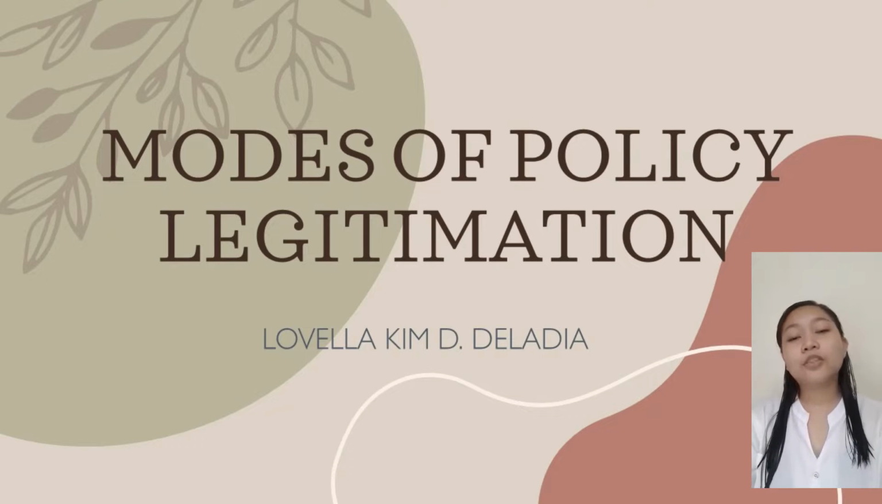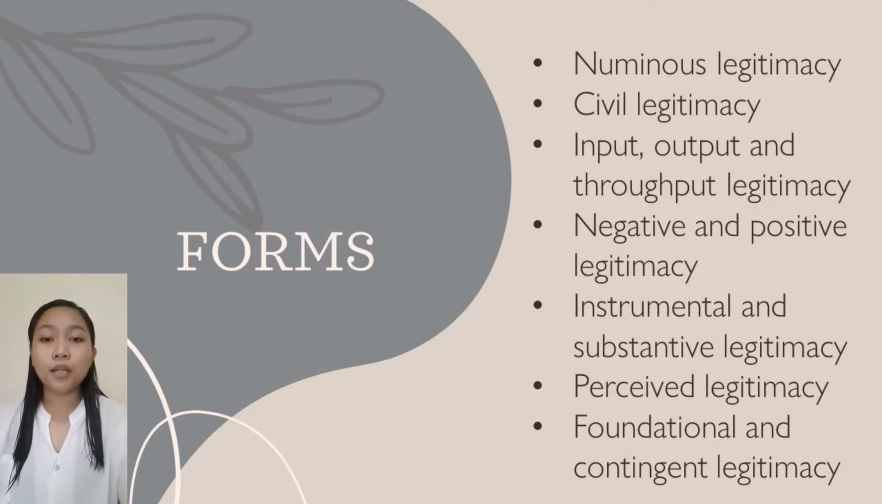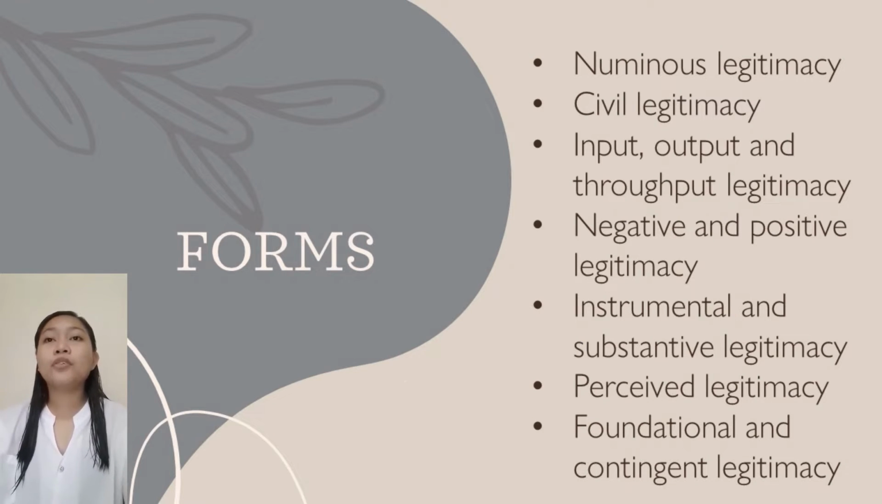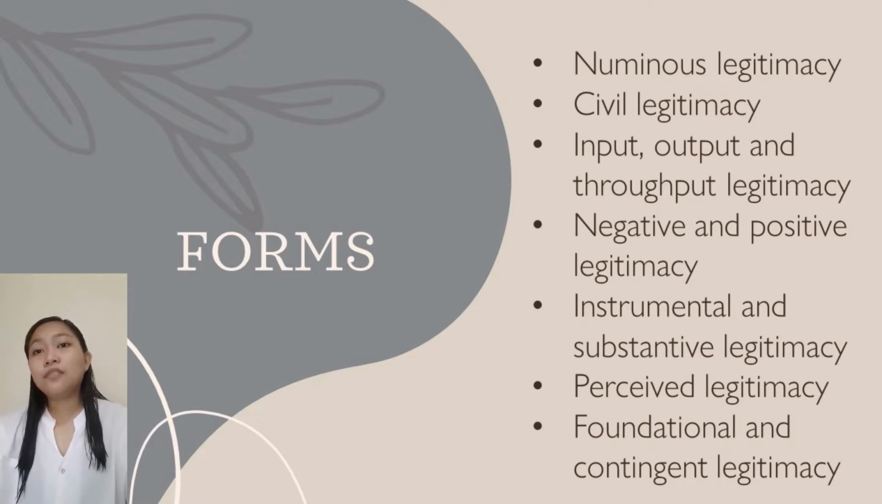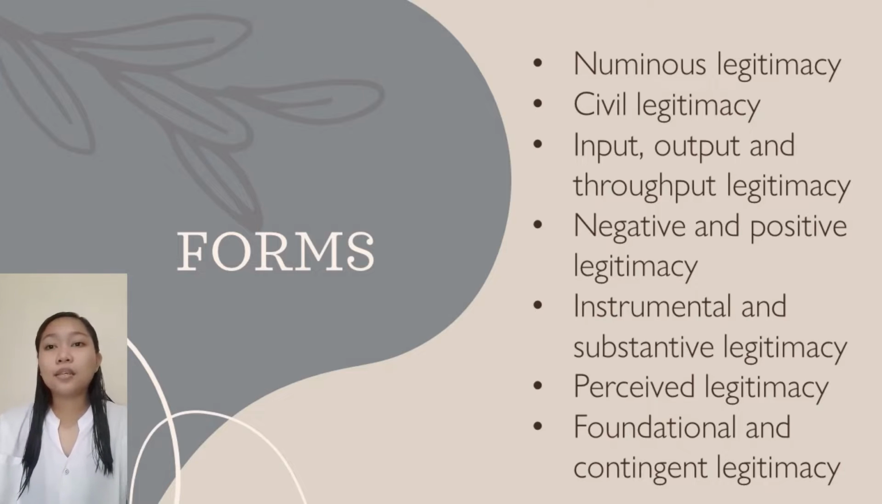My topic for today is modes of policy legitimation. There are 7 forms of policy legitimation: numinous legitimacy, civil, input, output, and throughput, negative and positive, instrumental and substantive, perceived, and lastly, foundational and contingent.